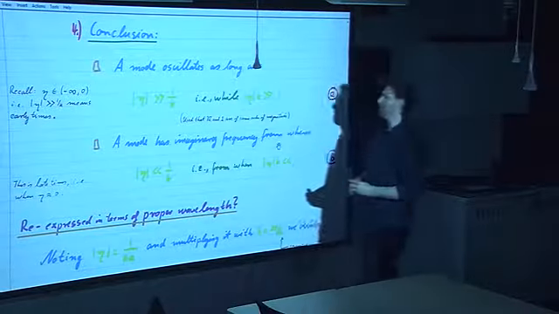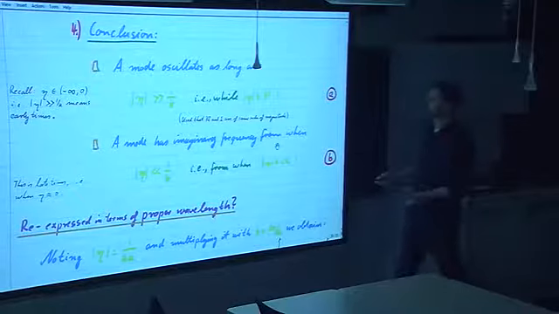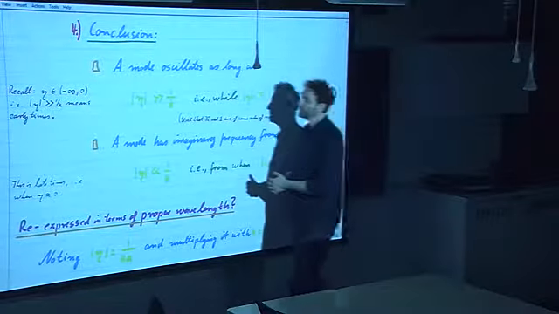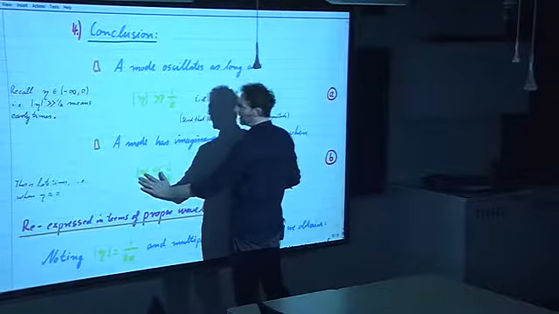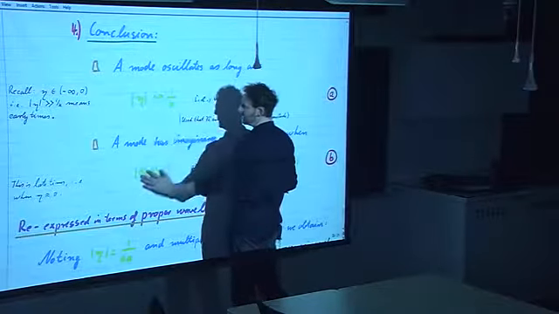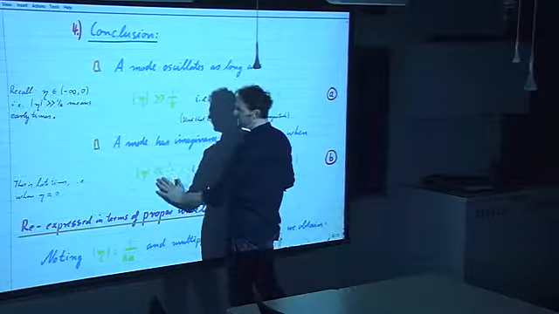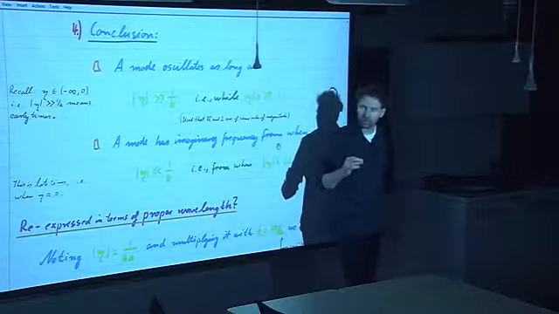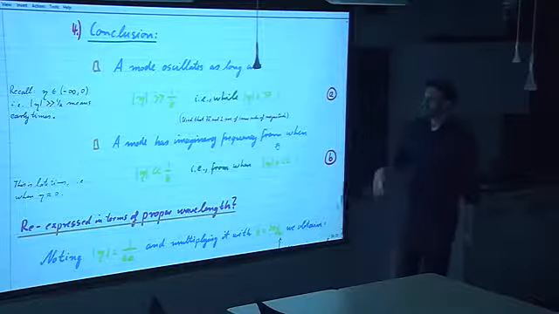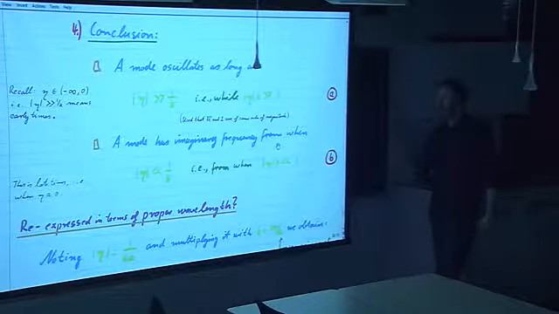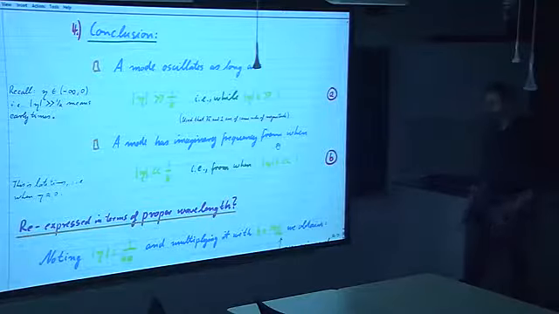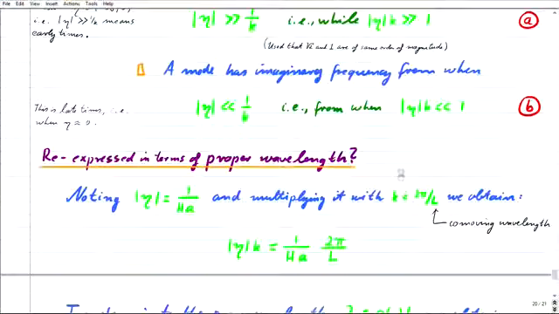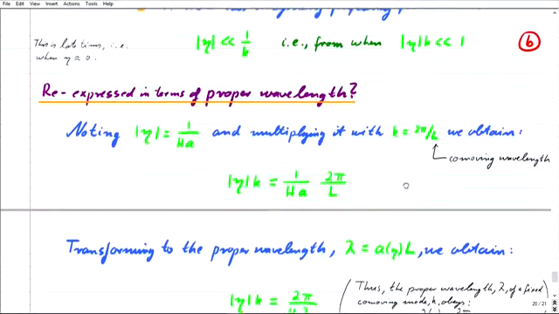And vice versa, a mode has imaginary frequency from the time onwards when the sign is reversed, when eta becomes smaller than 1 over k. Remember that late times means eta is a small negative number. As eta goes to 0 from the negative, we go towards the future infinity. So now let's re-express all of this in terms of proper wavelength.